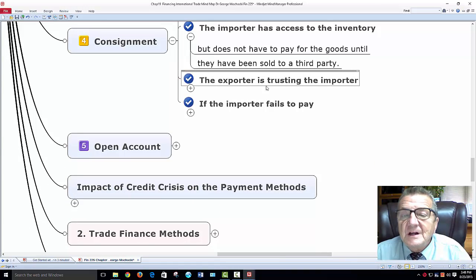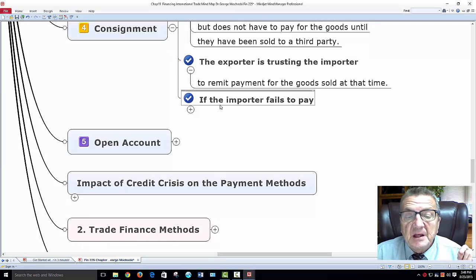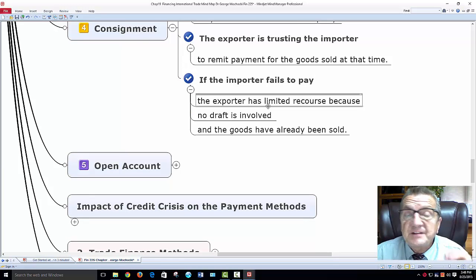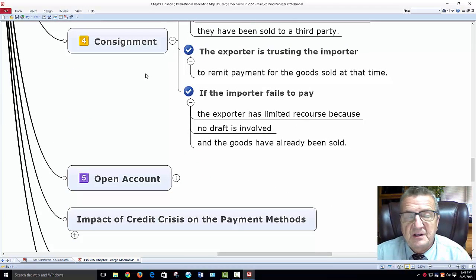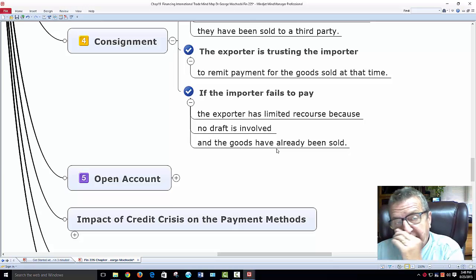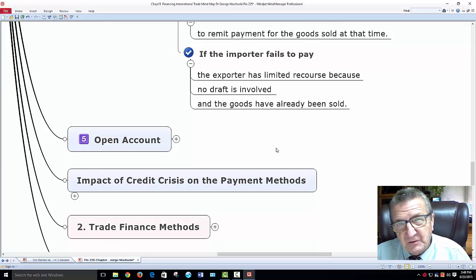Okay, the exporter is trusting the importer, like I mentioned before, to remit payment for the goods sold at that time. If the importer fails to pay, the exporter has limited resources because no draft is involved, so I have nothing, no letter, no check or anything else, and the goods have already been sold. For lack of better words, they already have it. I'm just waiting for them to pay, to send me the money back, to remit it. So it's good: you burn me once, I'm able to utilize it.